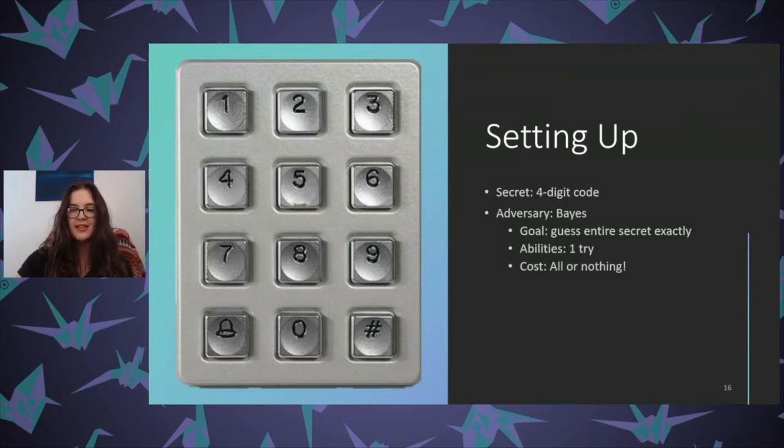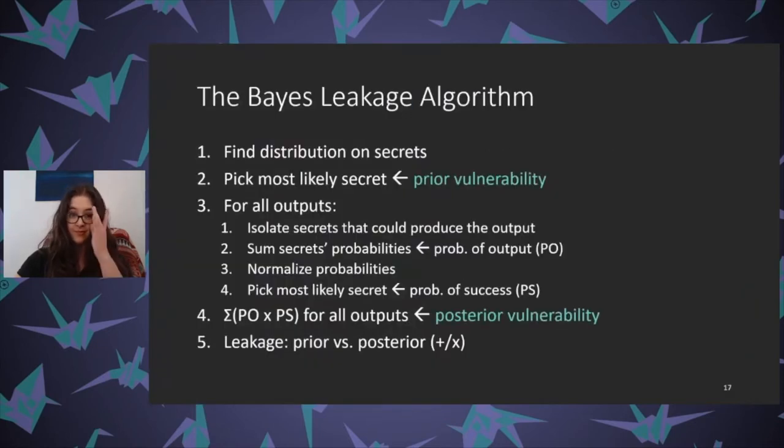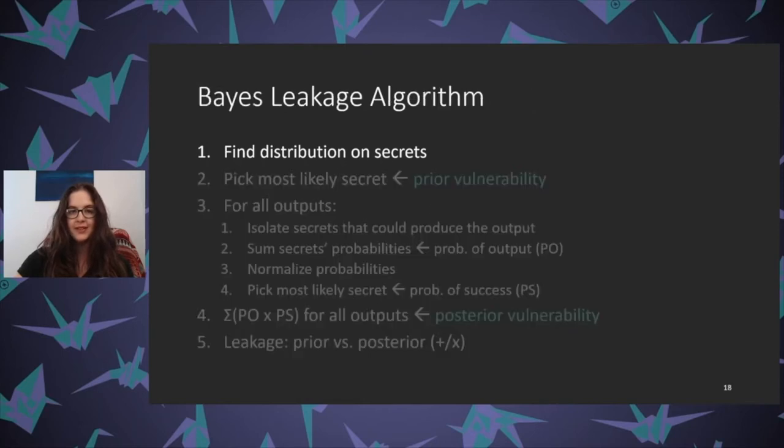Okay, so let's look at the exact steps we need to calculate Bayes leakage. Here's our algorithm, a recipe. We'll walk through these steps one by one, but for the moment, keep in mind that to calculate leakage, we need the prior vulnerability and the posterior vulnerability, highlighted in green. Let's start with the first step. So the QIF framework makes the worst case assumption that an adversary knows the distribution on secrets and uses this to inform their decisions. So we need to find a distribution that corresponds to our secret.